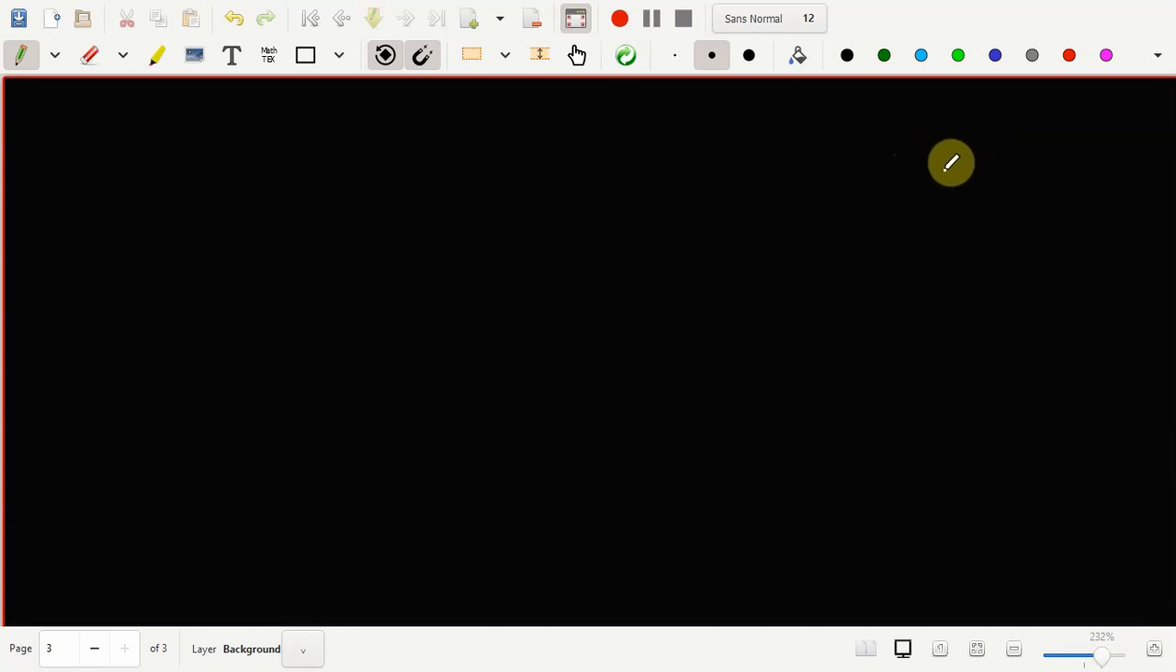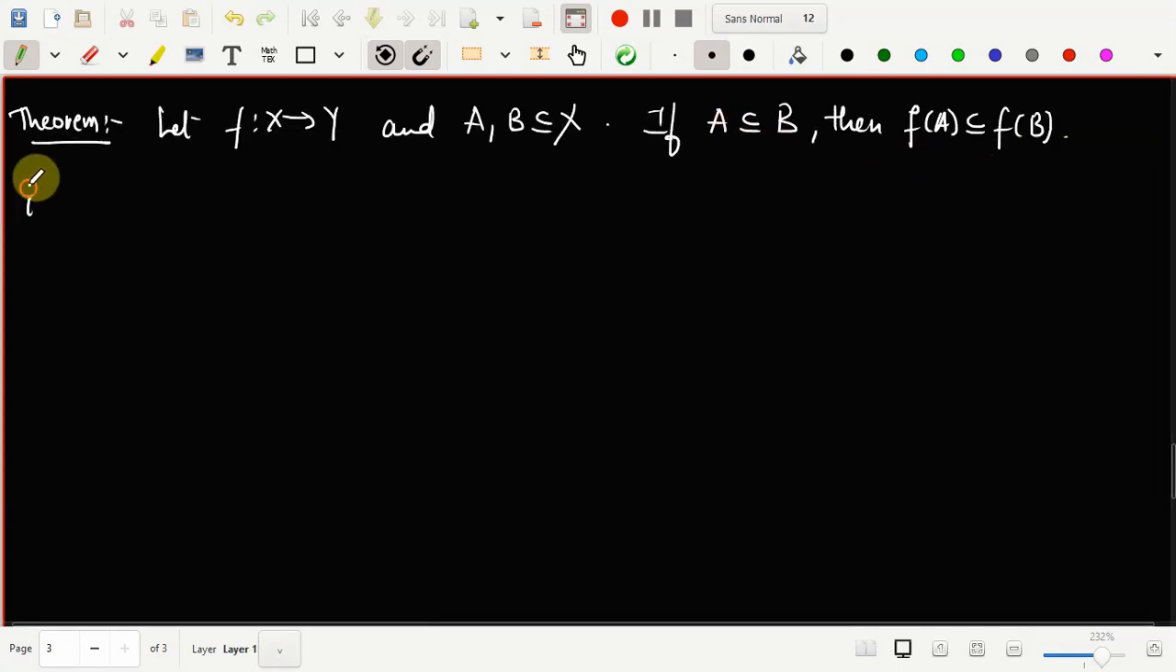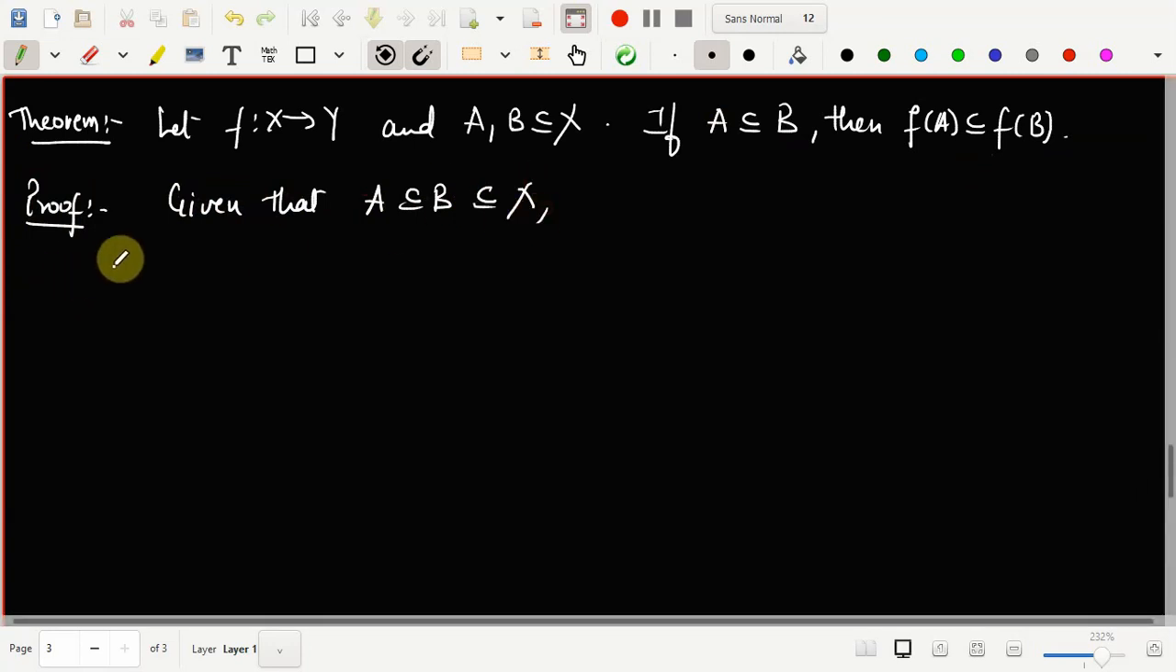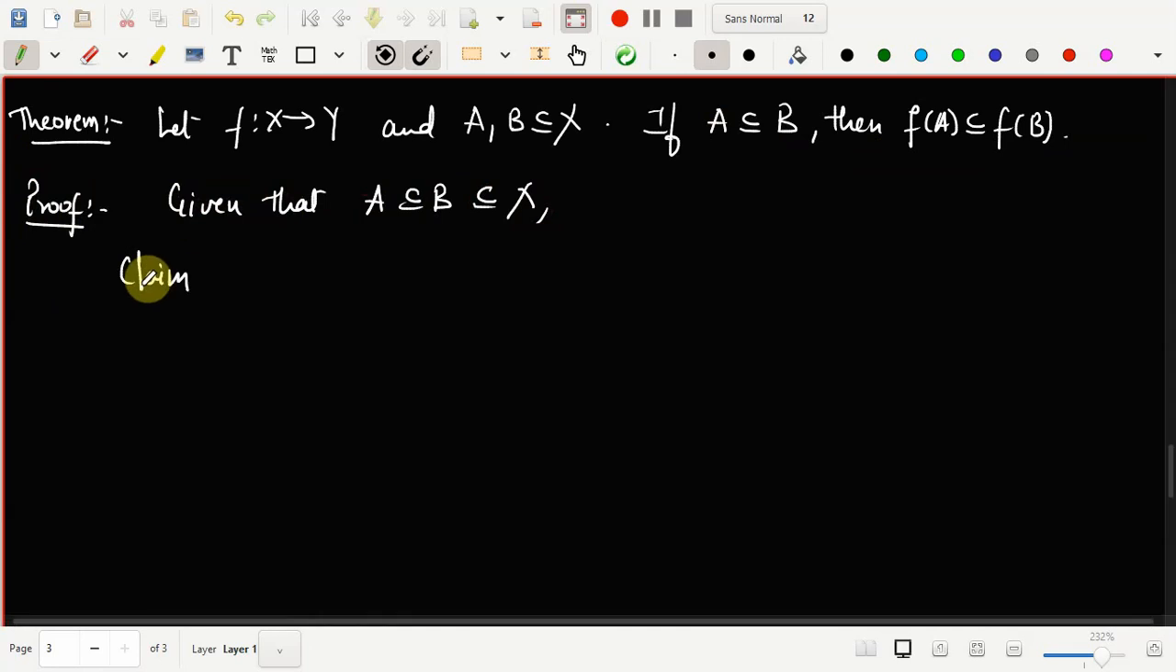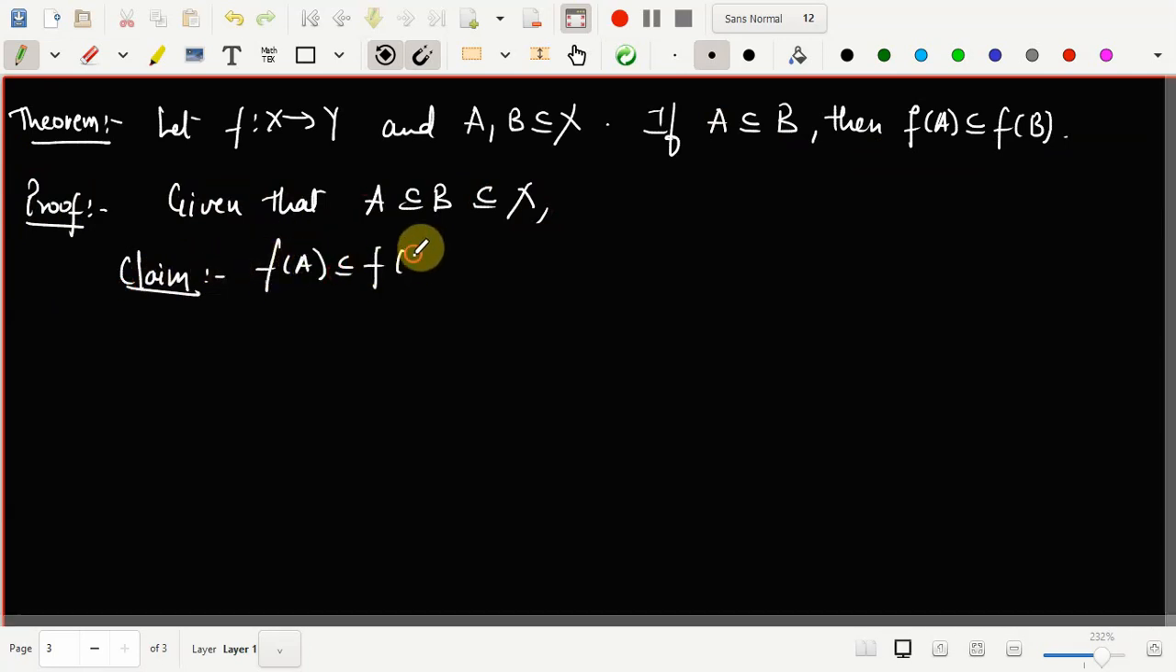So what I need to show is that, given that A is a subset of B and both are subsets of X, we need to show that f of A is a subset of f of B. Definitely I'll start with any element in f of A and I'll show using the definition that it is an element of f of B.